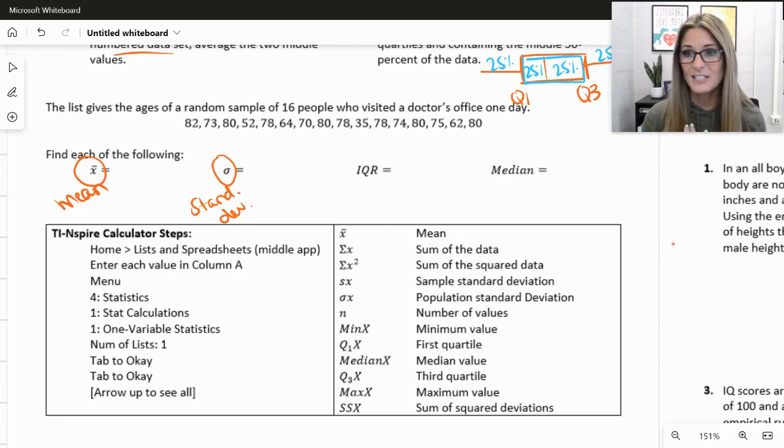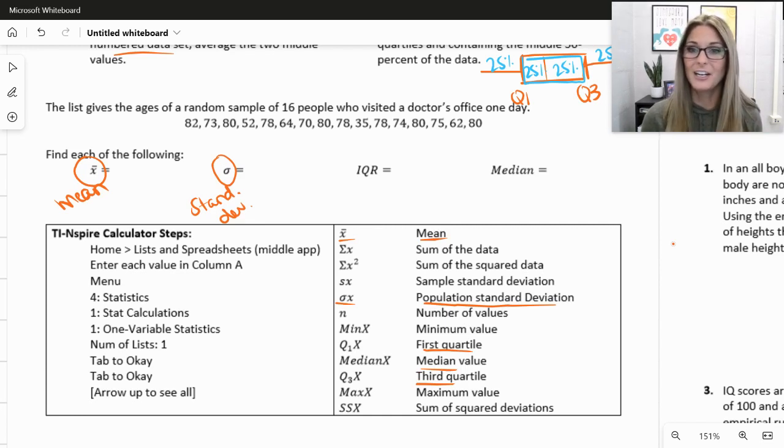Below, I've got calculator steps and calculator symbols for most of these things. Notice the output there on the right. You're going to get all of that information on your TI Nspire once you load this data in. That's way more than I would ever need, but it does contain my mean. It will have my population standard deviation, and then I can use my first quartile and third quartile to find that IQR, and we also have our median. So you'll get all of that information, not all of it we will need.